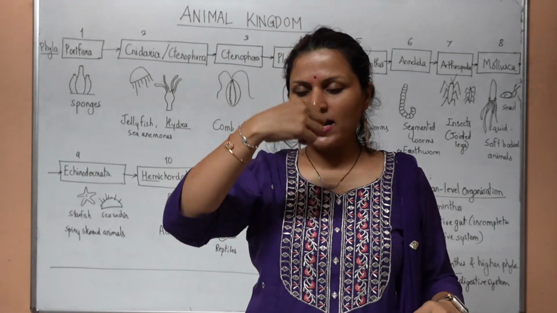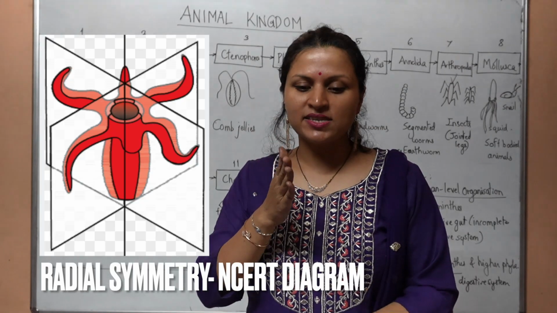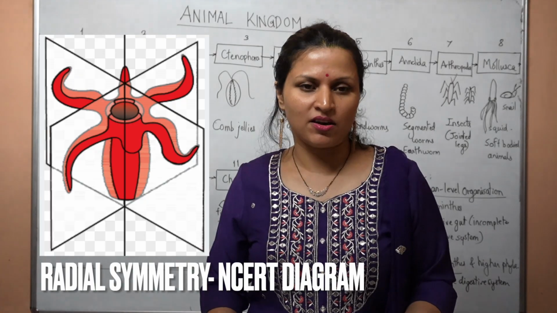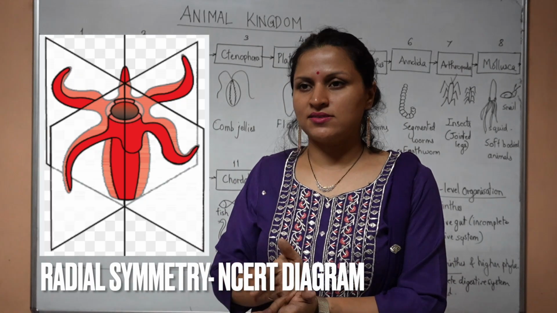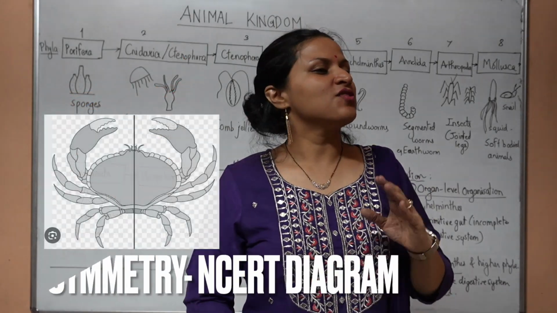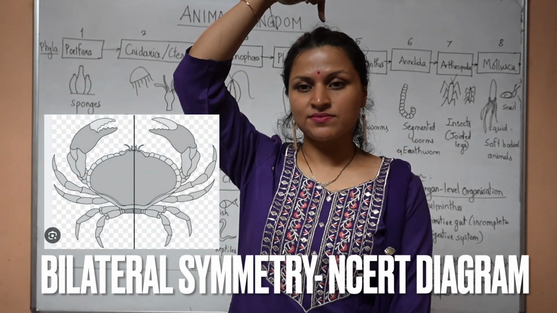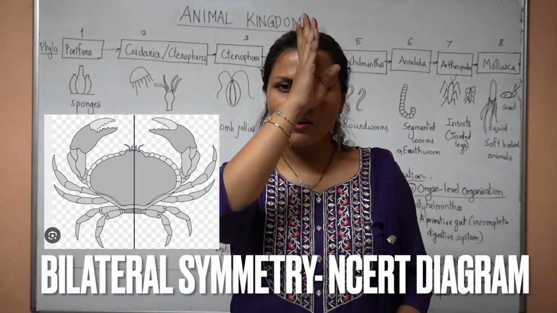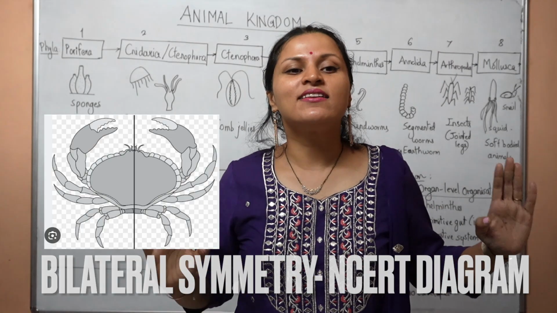In radial symmetry, there is a central axis that passes through the center of the organism, and a plane passing through the central axis can divide the organism into two equal halves. In any direction you can pass the plane through the central axis. In case of bilateral symmetry, like in humans, there is a central axis and you can divide me into two parts only in a single plane through the axis. So that is called bilateral symmetry.